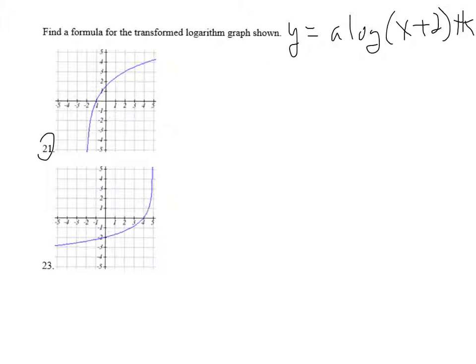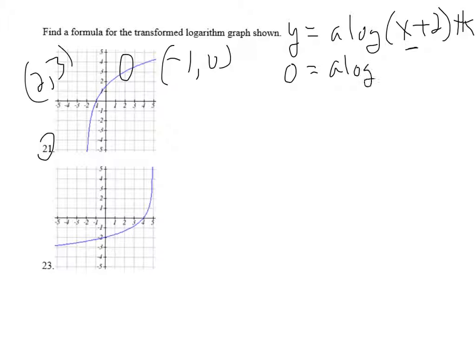Now we're going to pick some points. Well, I see (-1, 0) is where it crosses the x-axis. I'm seeing this point looks promising, (2, 3). So if I substitute in negative 1 here, that'll give me the log of 1, which will help me find k. So 0 equals a times the log of, let's see, negative 1 plus 2 is 1, plus k. So since the log of 1 is 0, k also equals 0.